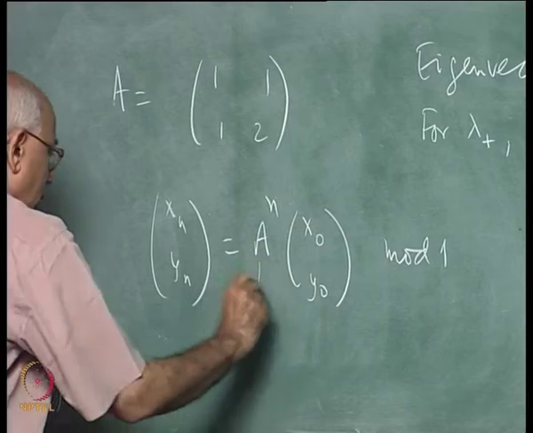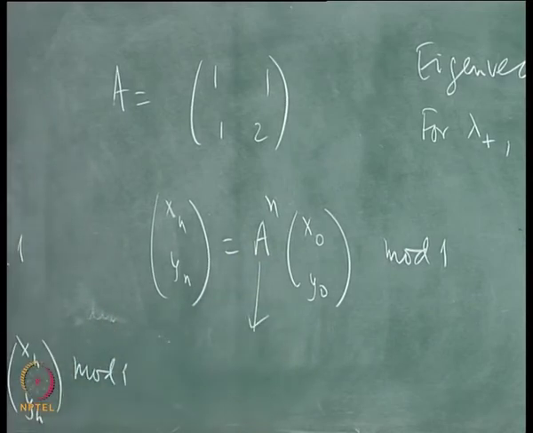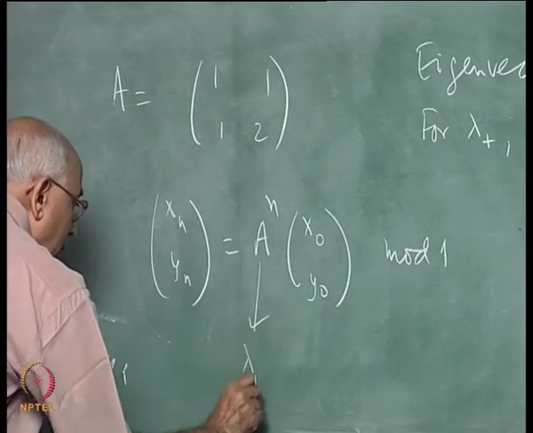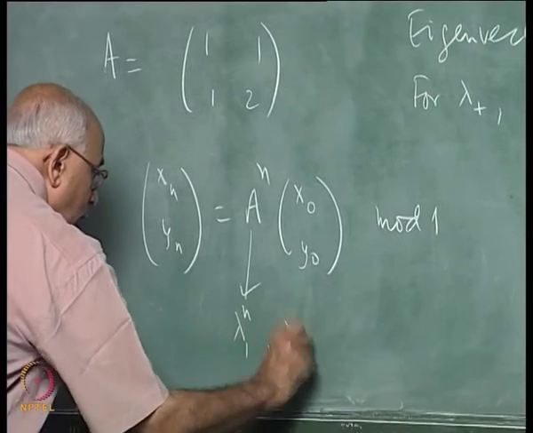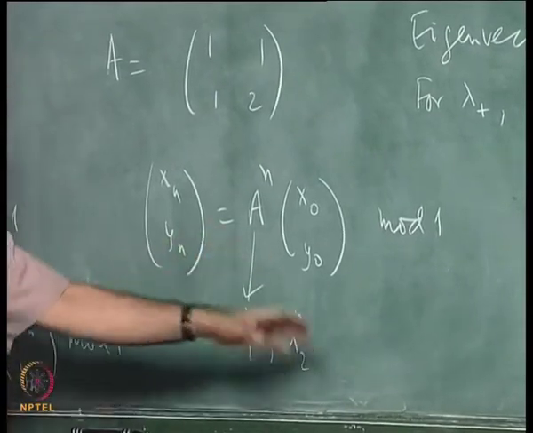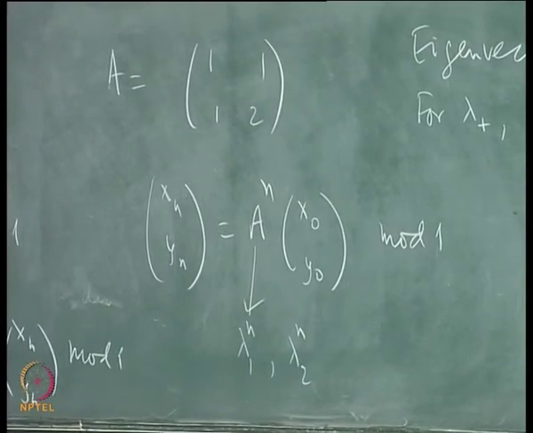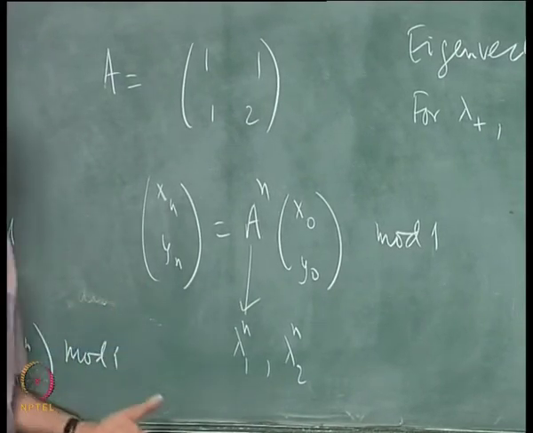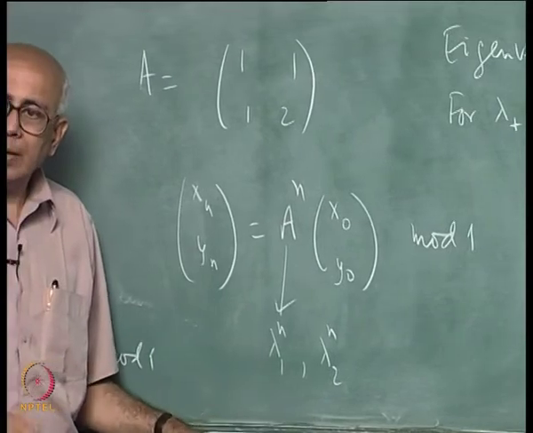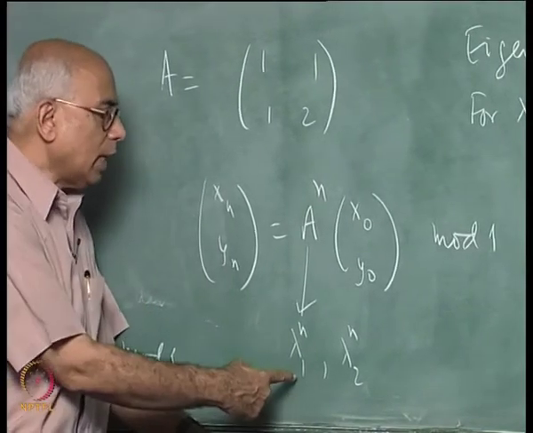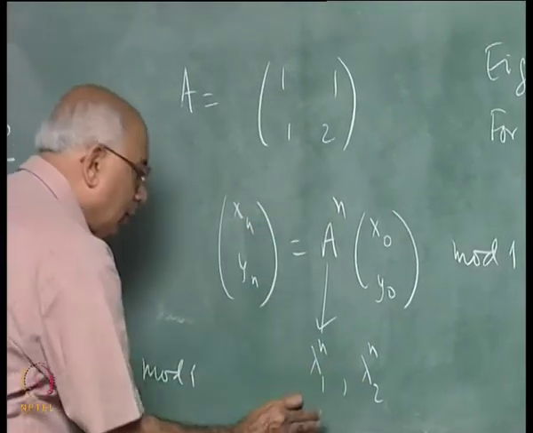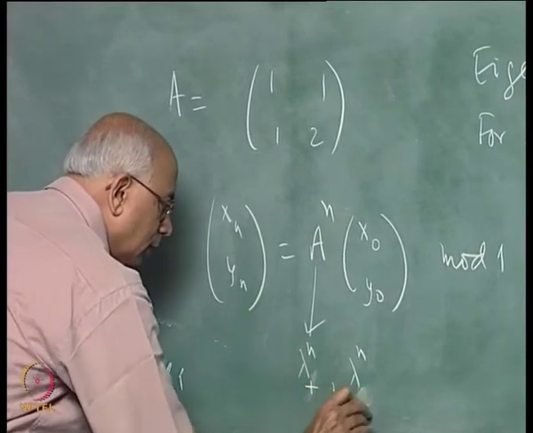But if I took this matrix and diagonalized it and wrote the diagonal elements down, it would be controlled by the behavior of lambda 1 to the n and lambda 2 to the power n, multiplied by two matrices which do the diagonalization. And then eventually the Lyapunov exponents will be given by log lambda 1 and log lambda 2. I call them lambda plus and minus.